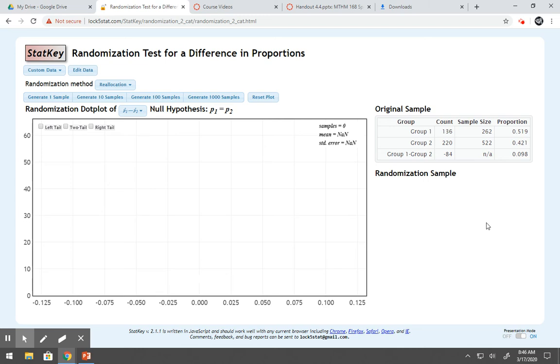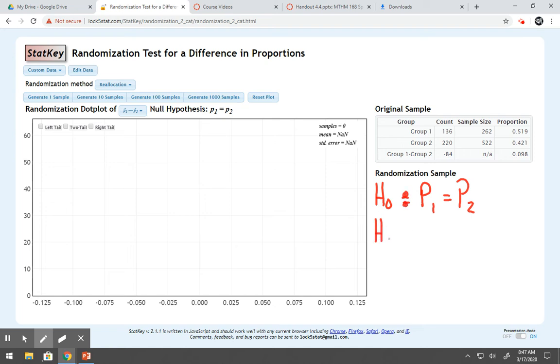Okay, I'm back, and I have my StatKey opened. Took me a moment. So first of all, a couple of things that we have to judge. If nothing is going on, then P1 is equal to P2. So our H sub O is that if nothing is truly happening, then P1, the proportion of the first group, is equal to the proportion of the second group. I, again, should have a colon there.